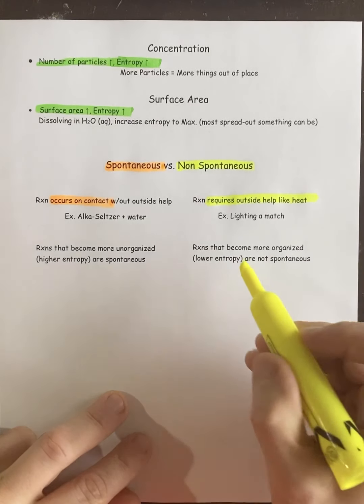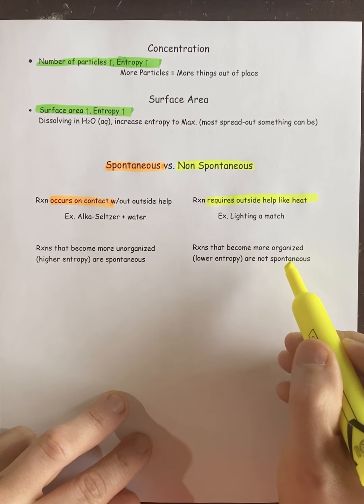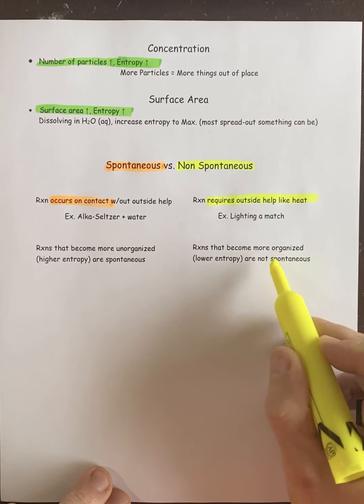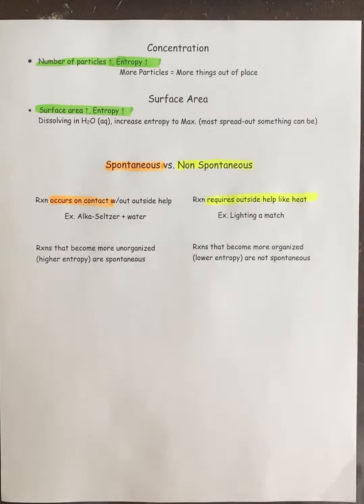Okay, so reactions that become more organized over time in general favor lower entropy. They tend to be non-spontaneous. I'm not too worried about those last two. There's actually a mathematical formula for figuring out if the reactions will be spontaneous or not, but we are not going to learn it. So that includes our lesson on rates of reaction and spontaneous and non-spontaneous reactions.